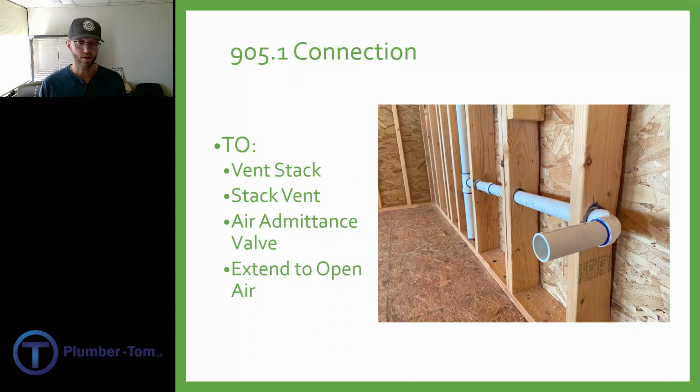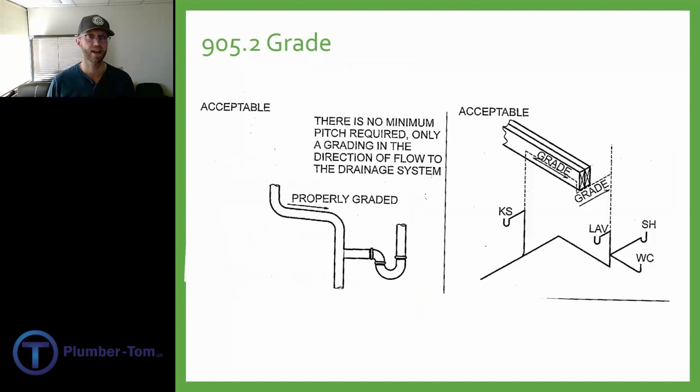Section 905 talks about vent connections and grades, and 905.1 gives us some options for those connections. So as we're running vents for these fixtures, we can run those to a vent stack, a stack vent, an air admittance valve, or we can just run that right out to open air. There's a variety of options here.